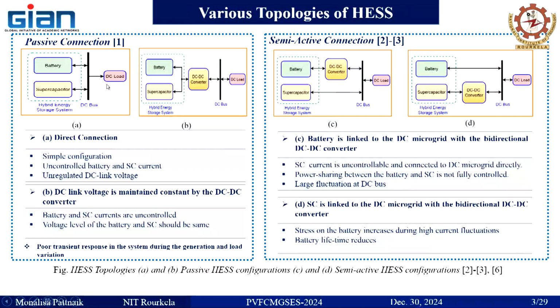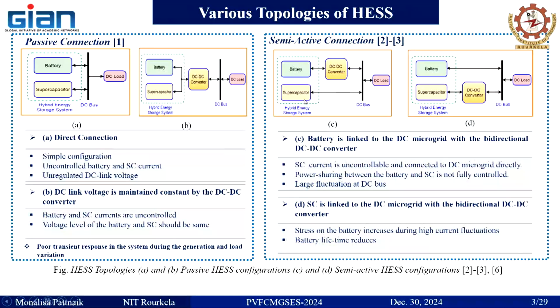We cannot maintain the DC bus voltage constant, and we cannot have controlled charging and discharging of this hybrid energy storage system. Then coming to the second topology of this passive connection, the battery and supercapacitor are connected in parallel in both cases, so they should have the same voltage level, and once connected in parallel, they are connected to the DC bus via a bidirectional DC-DC converter. One advantage is that we can regulate the DC bus voltage, whereas the regulation of the individual units, battery and supercapacitor, we cannot control properly. That is the disadvantage of this topology.